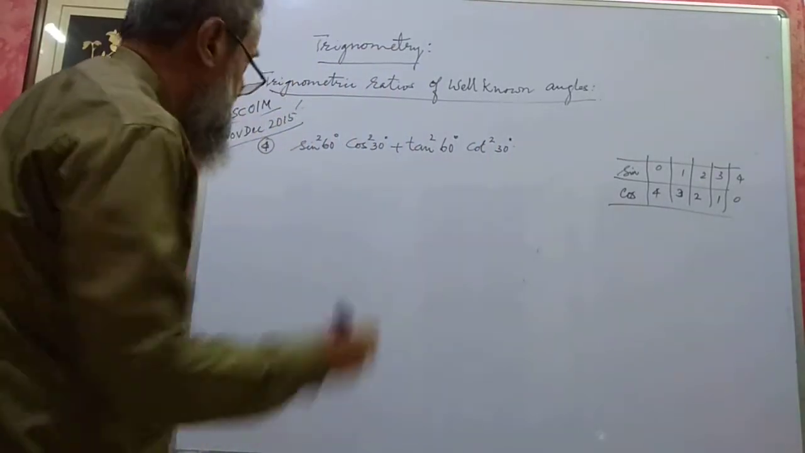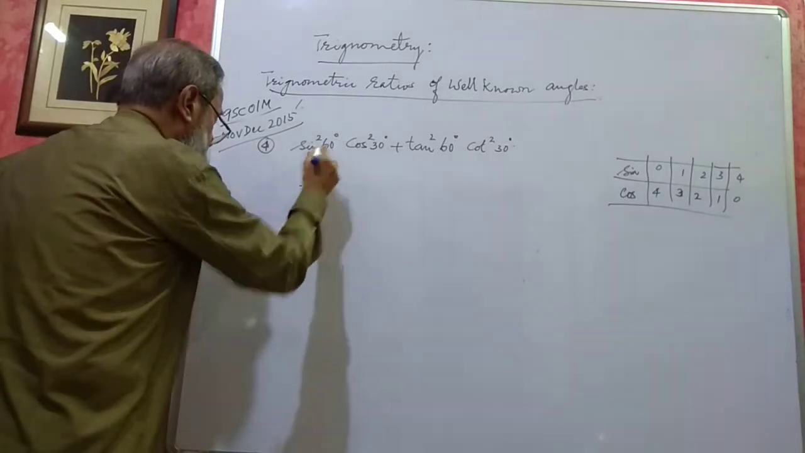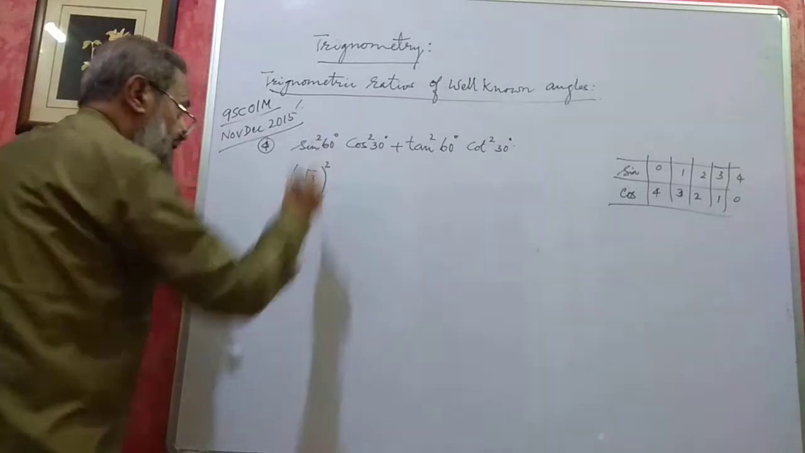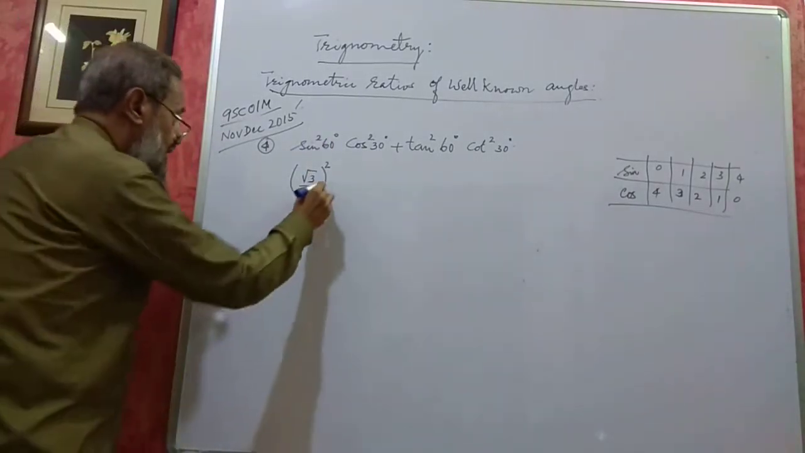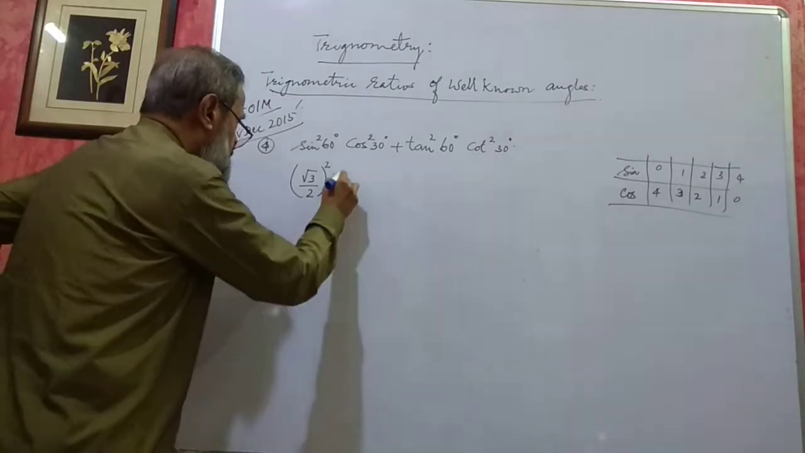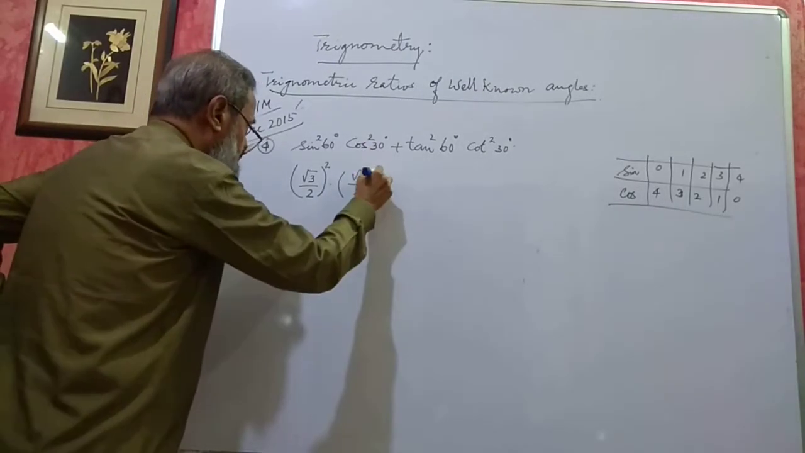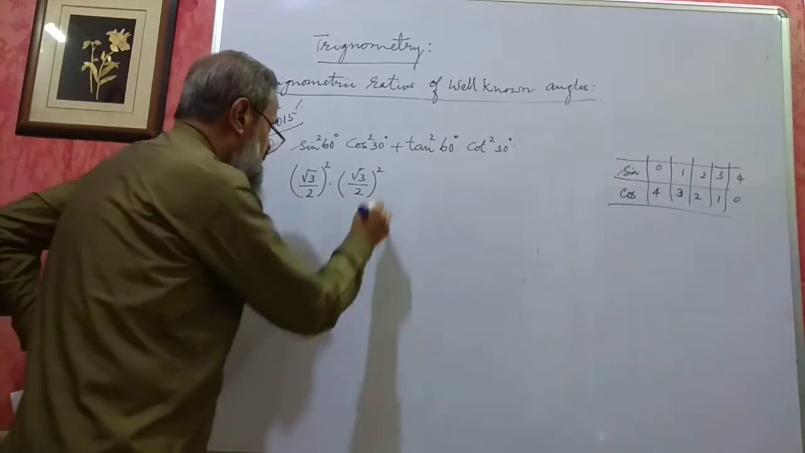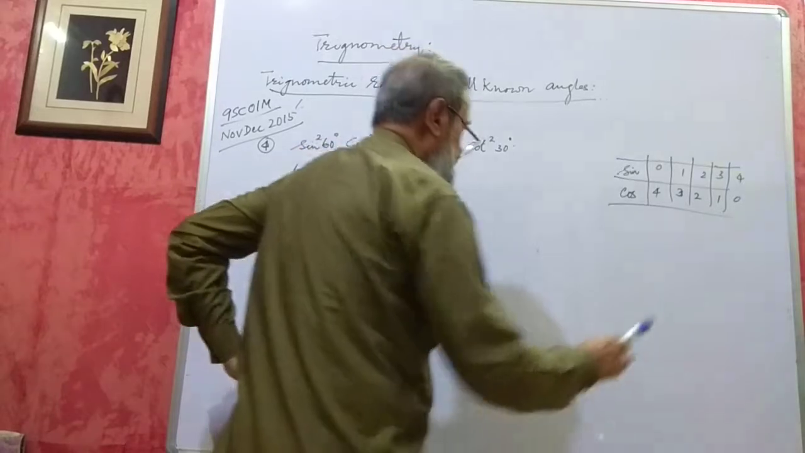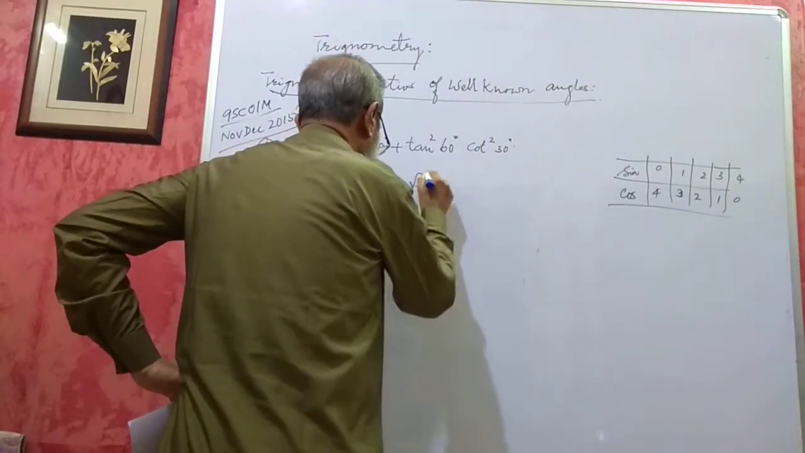Sine 60 is root 3 by 2. So sine square 60 will be root 3 by 2 the whole square. Cos 30 is again root 3 by 2. Cos square will be this square. Plus tan square 60. Tan square 60, that is root 3 whole square.